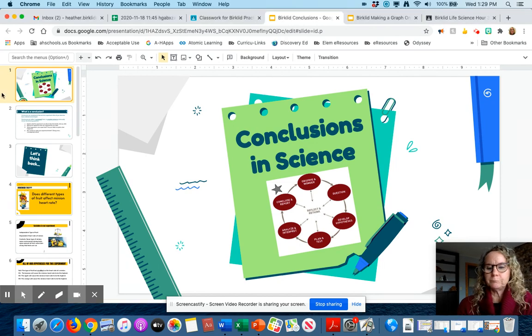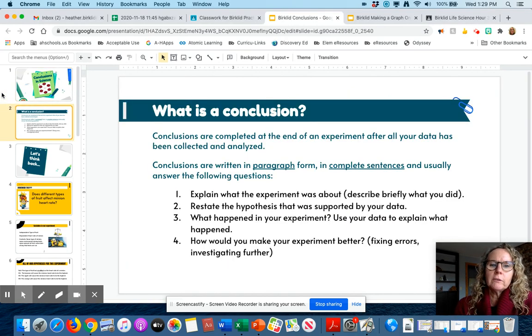What a conclusion is, is that conclusions are completed at the end of an experiment after all your data has been collected and analyzed. They are usually written in paragraph form and in complete sentences and answer the following questions. So the first sentence is usually a description of what your experiment is about. So briefly lay out what your experiment was about.